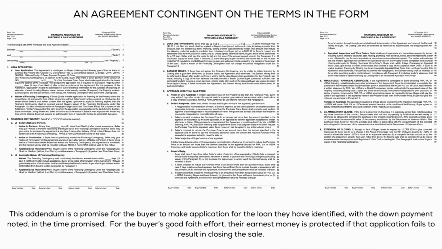This addendum is a promise for the buyer to make application for the loan that they have identified with the down payment that they've noted in the time that they've promised. For the buyer's good faith, their earnest money is protected if that application fails to close in the sale.